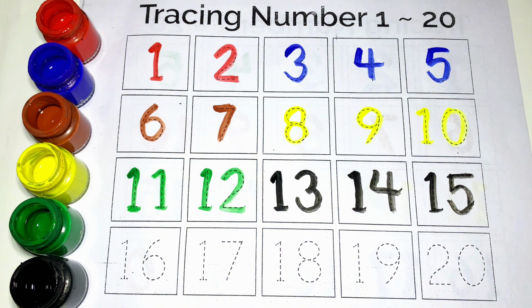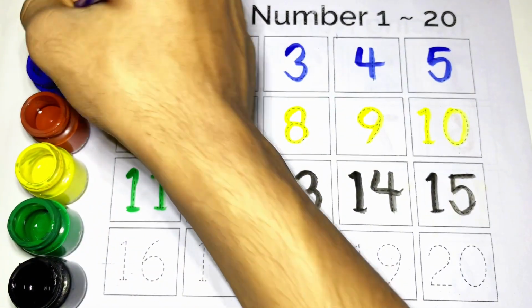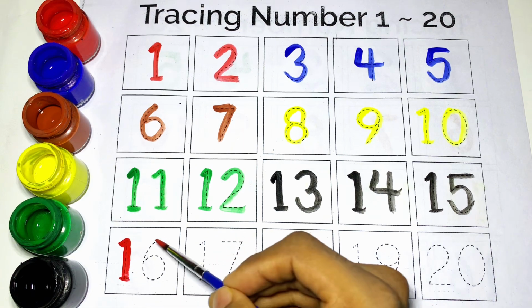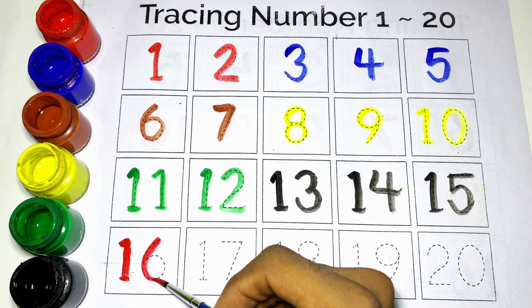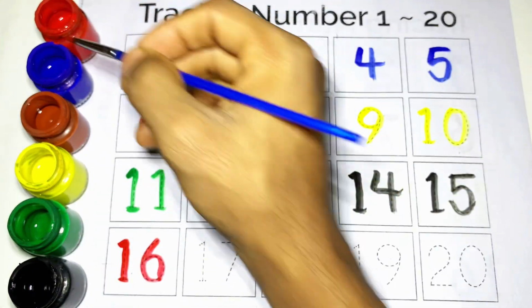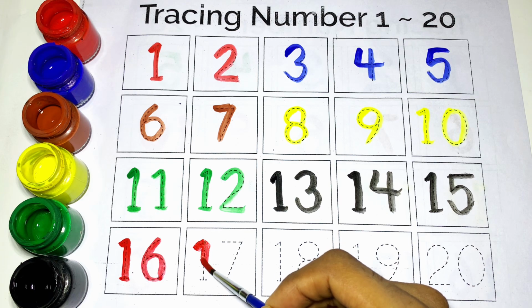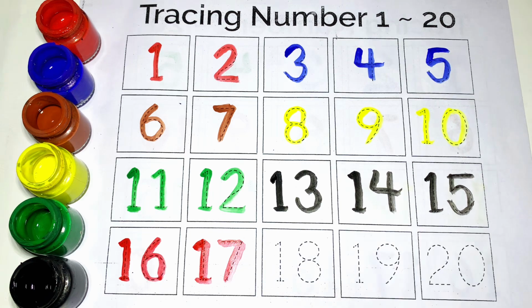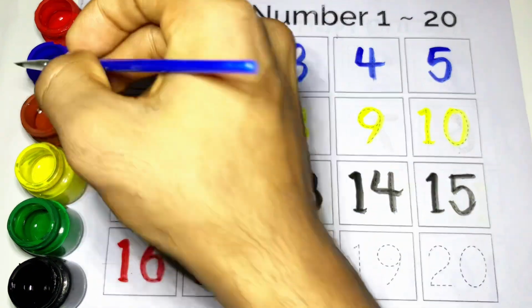Kids, now draw 16, the number 16, and use red color. Kids, again use red color and draw 17, the number 17. Kids, now draw 18, the number 18, and use blue color.